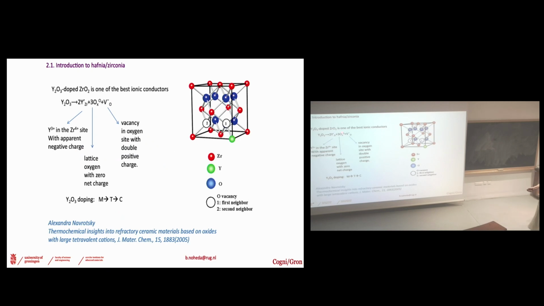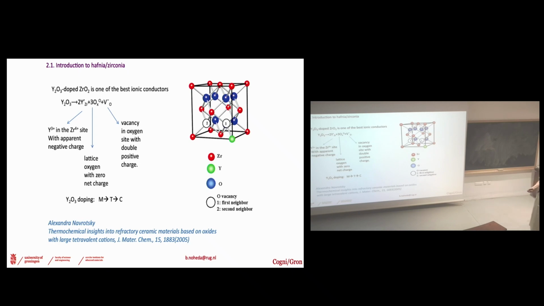And this is what happens when you dope with yttrium. So this is the yttrium-stabilized zirconia that is well known as ionic conductors. And this is what happens when you dope. You create vacancies, and then you avoid this martensitic transition. So a lot of work was done in the past on the crystal structure of these materials in this context of ionic conductivity or refractory materials.